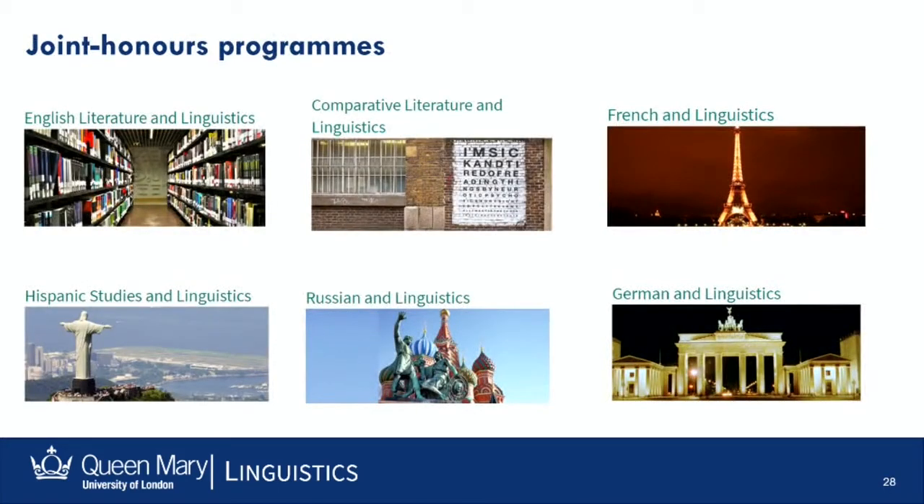In addition to the single honors degrees, we have a slew of joint honors programs, both within the School of Languages and Linguistics and Film, as well as with the School of English and Drama. So we have a really popular degree of English Literature and Linguistics, that's with the School of English and Drama, as well as Comparative Literature and Linguistics, and all the other language and linguistics programs.